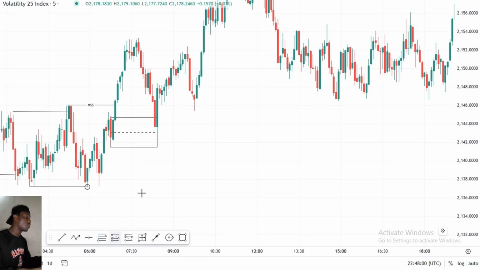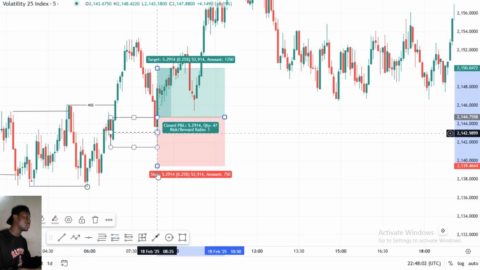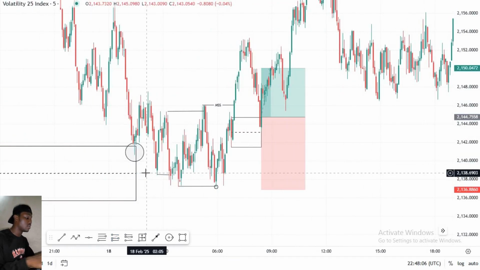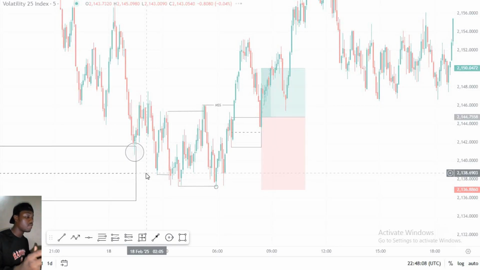With my entry on it, stop loss at the swing low, targeting higher time frame levels of liquidity. Where is liquidity? Liquidity is always on swing highs, swing lows, equal highs, equal lows.